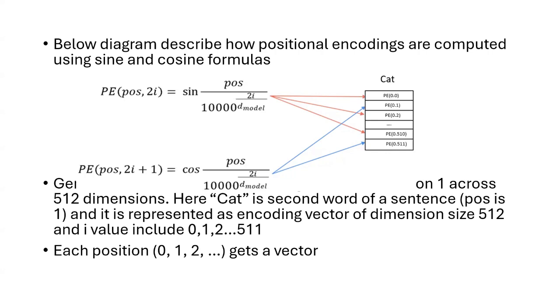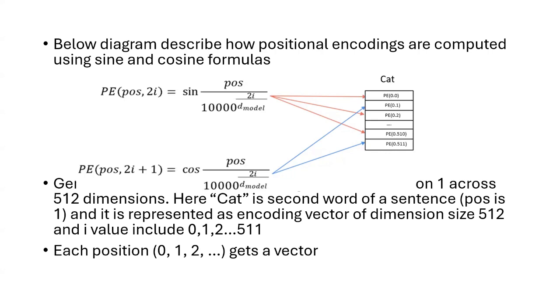embedding, right? So if you represent cat in 512 dimensions, it will have 512 values, right? Every value will have a position, and that is added. Here, cat is the second word of the sentence, so POS is one, and it is represented as an encoding vector of dimension size 512, and the i values include 0, 1, 2. Each position gets a vector.